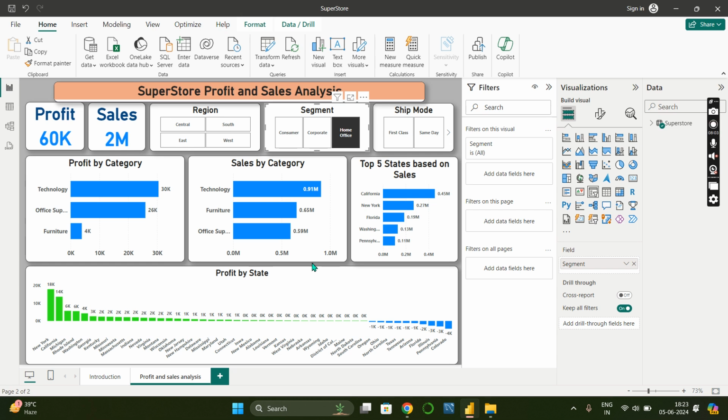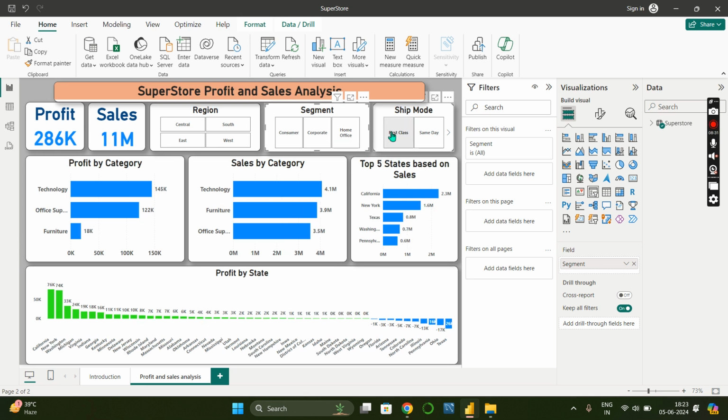There are some possible reasons, like the consumer, corporate, and home office segments not being interested in these supplies: technology, office supplies, and furniture. And the superstore should try to conduct some marketing campaigns there to increase the sales in these regions. We are showing a loss in these states.